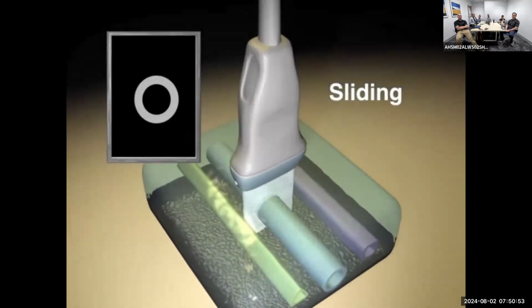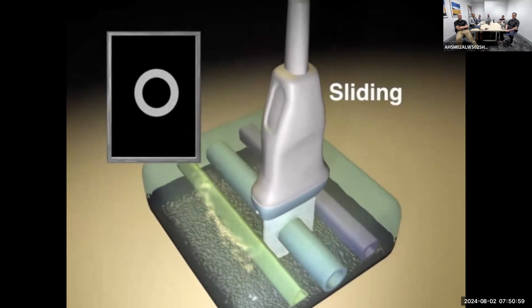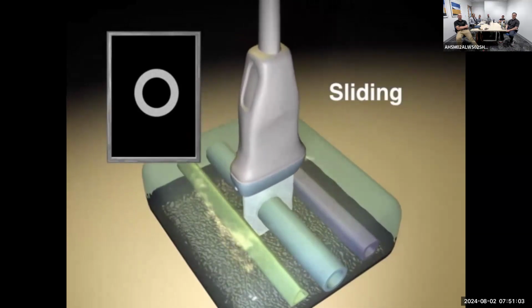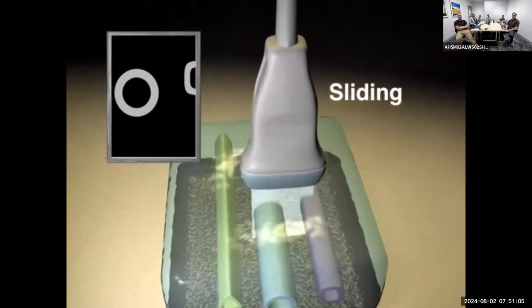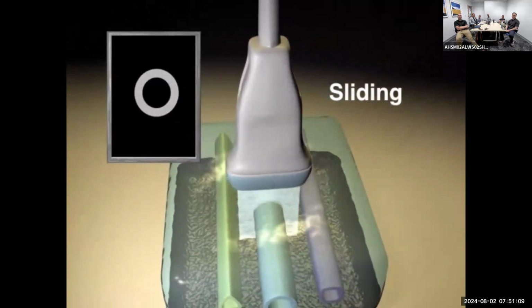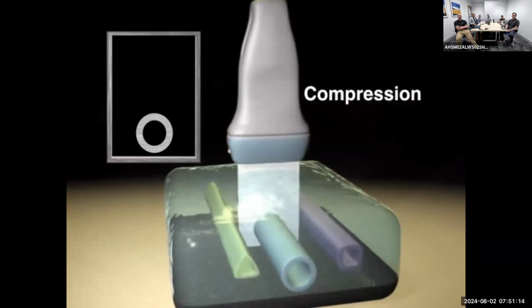So sliding, you can slide in a couple of different ways. You can go in the z-axis, and it's going to let you put it a little bit more in the center. If you put too much, you will compress it. You can go in the y-axis and look at different structures as you go through. We're going to talk about compression.